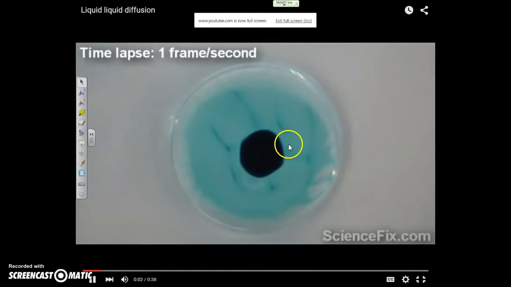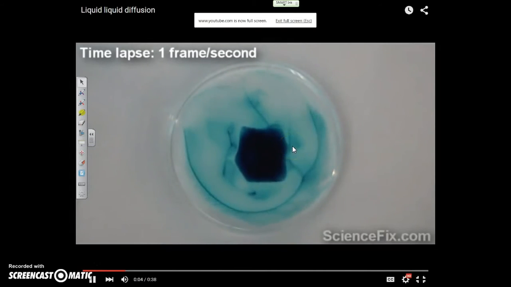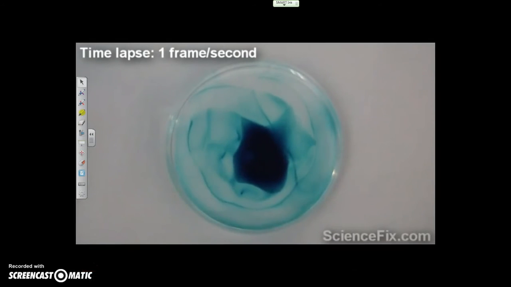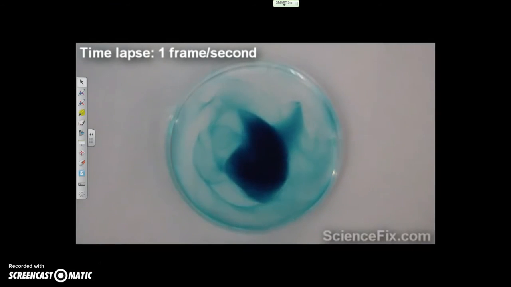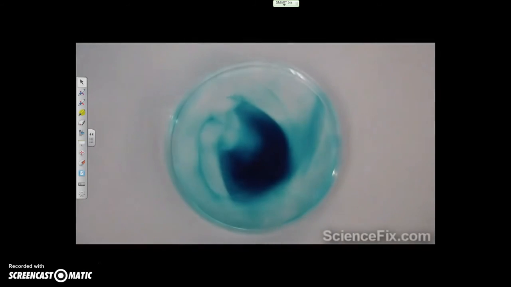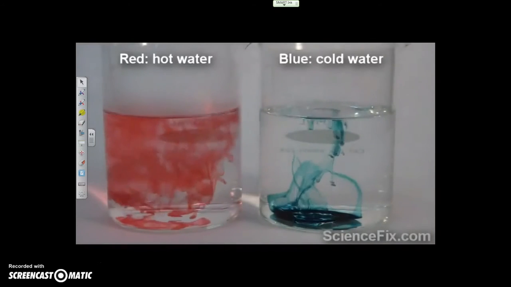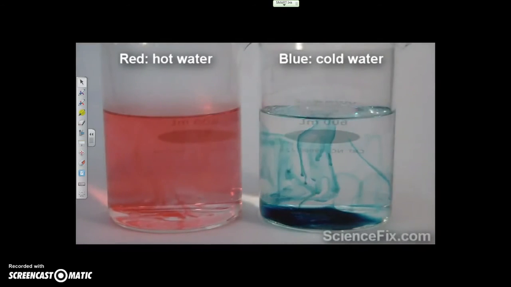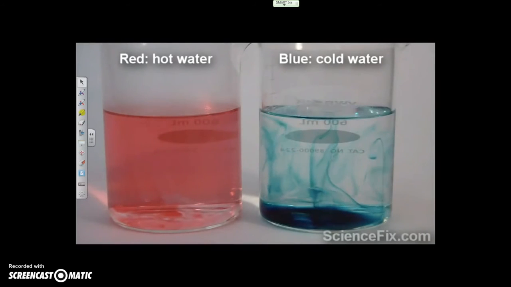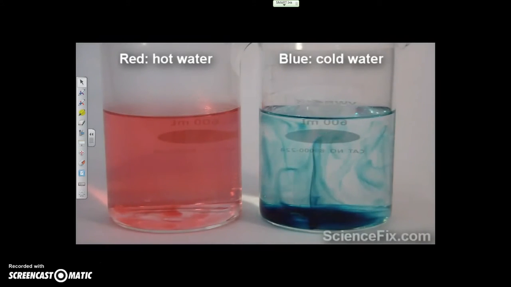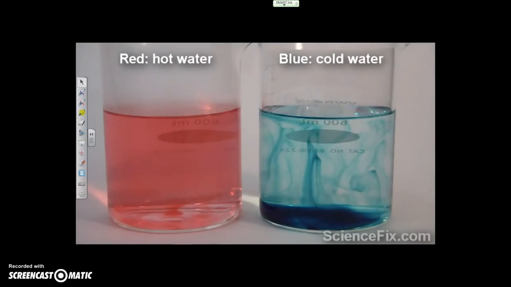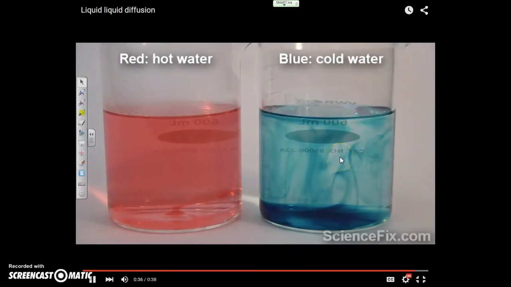Place 1 drop of food coloring into a petri dish with water. This is to show diffusion in action. With diffusion, the particles of food coloring move from an area of higher concentration to an area of lower concentration over time. In the beaker to the left is hot tap water, and the beaker on the right is cold tap water. You can see how temperature affects the rate of diffusion. With higher temperatures, the rate of diffusion is higher, and with lower temperatures, the rate of diffusion is lower.